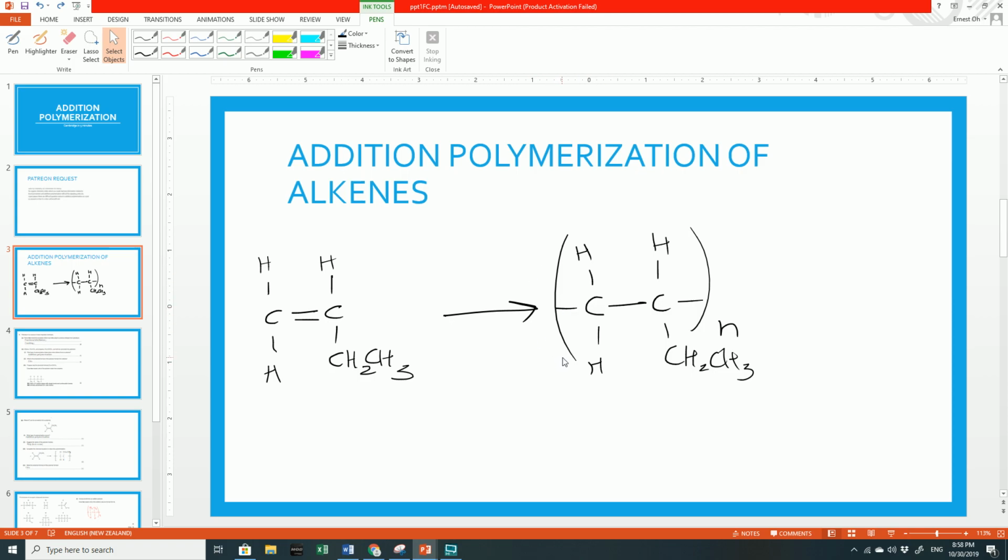Now, if they say draw two repeating units, all we have to do is draw these two monomers together. So, for instance, in our case, it's going to be something like CH, which is what we drew above, CH, CH2, CH3, and so that's the first unit, and here is the second unit.